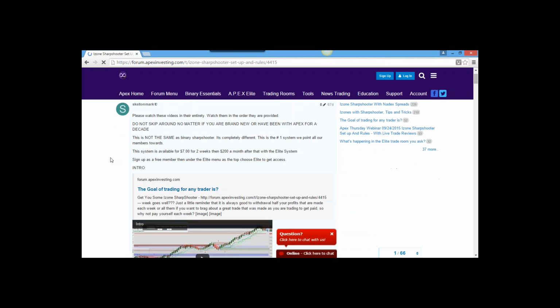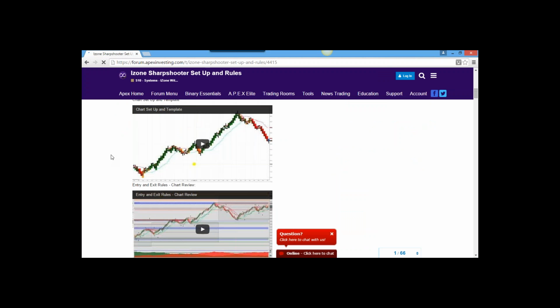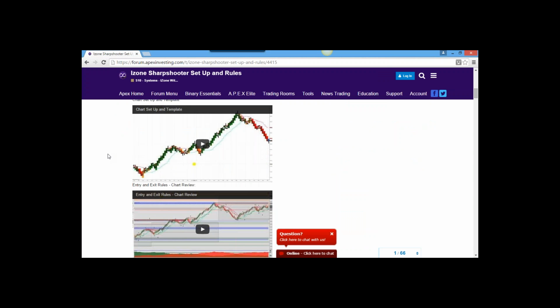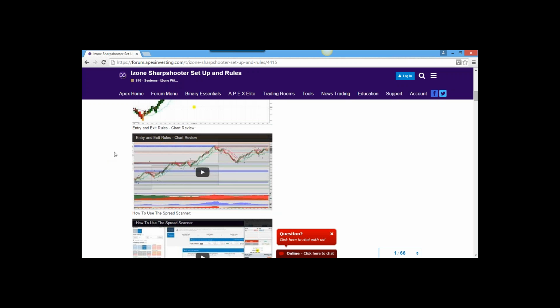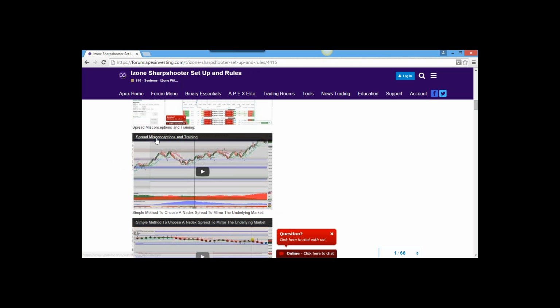This goes through showing the iZone Sharpshooter system. This is the system that we use for, well, we use several different ones for spreads, but this is by far our favorite to use for spreads. If you want to go through and check that out, we go through and explain the system, show entry and exit rules. We also show how to use the spread scanner. We talk about spreads, misconception, and training. This is one of the videos you might want to check out right there, Valerie, as far as why it's a huge deal to make sure you pick the right spread.